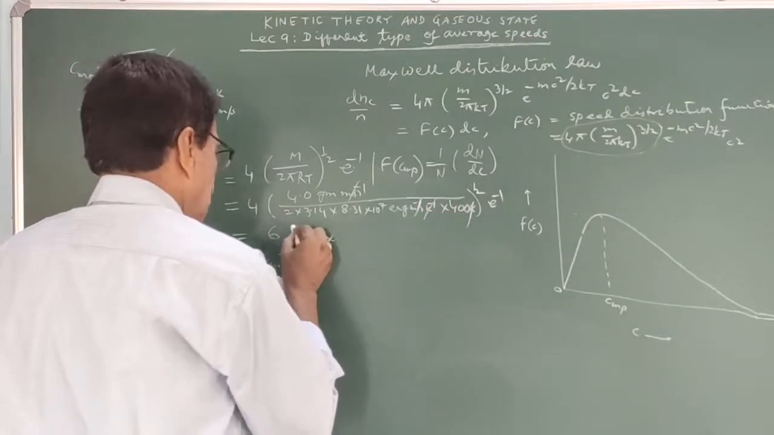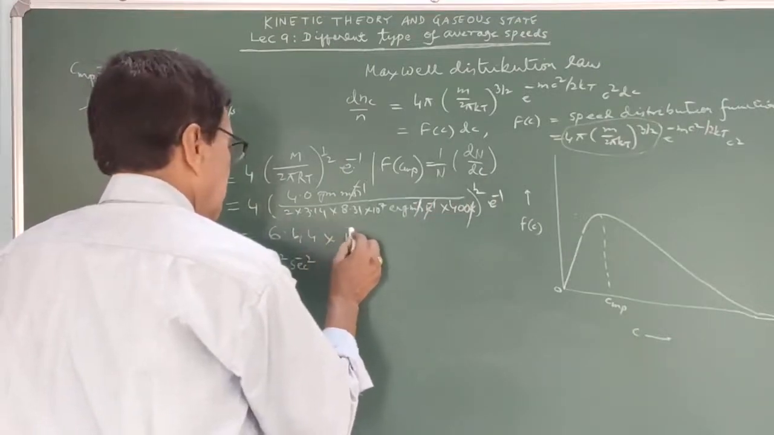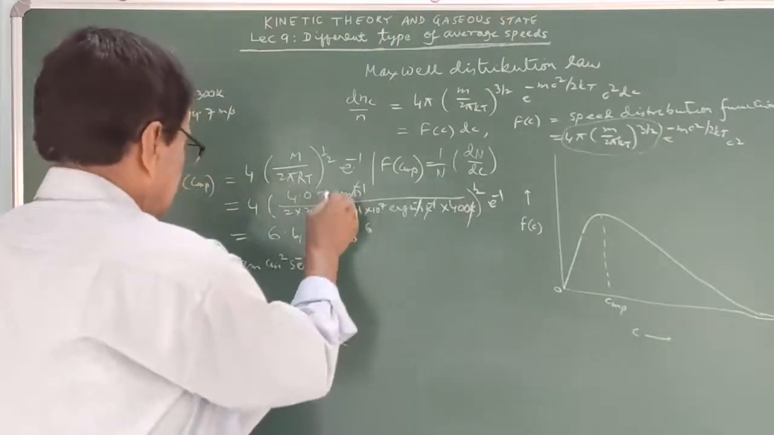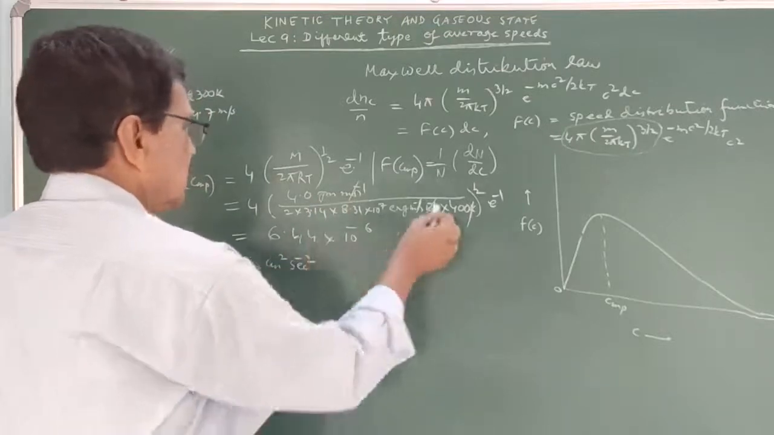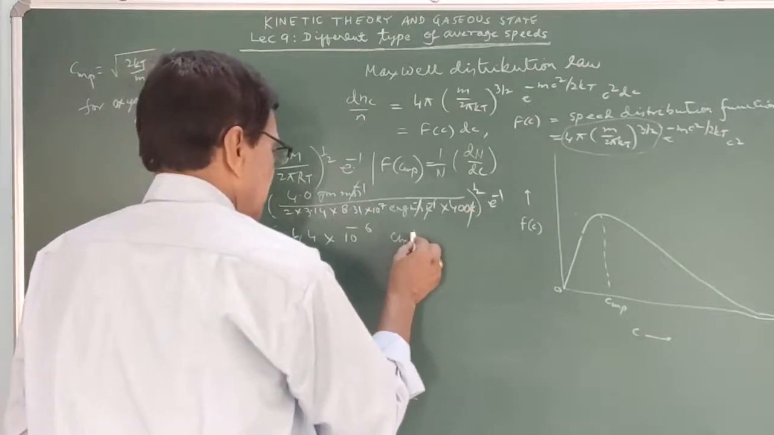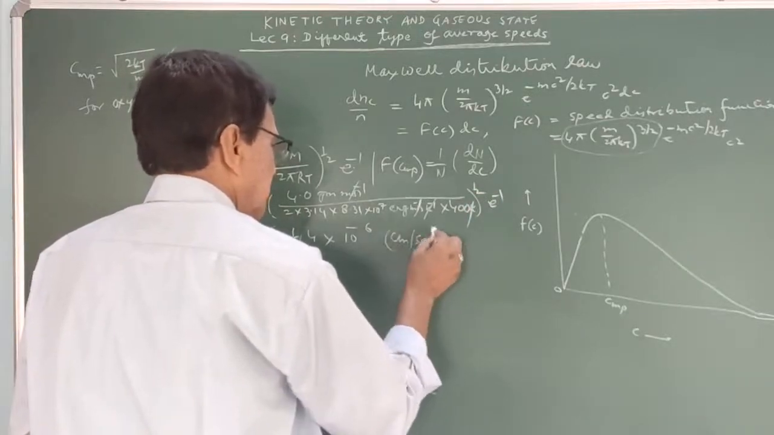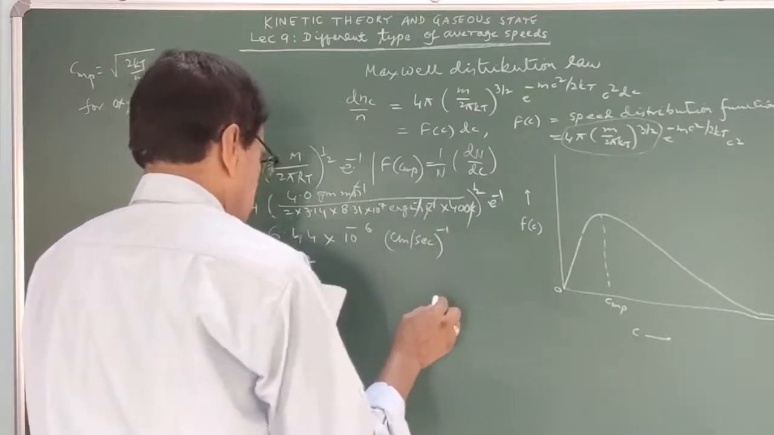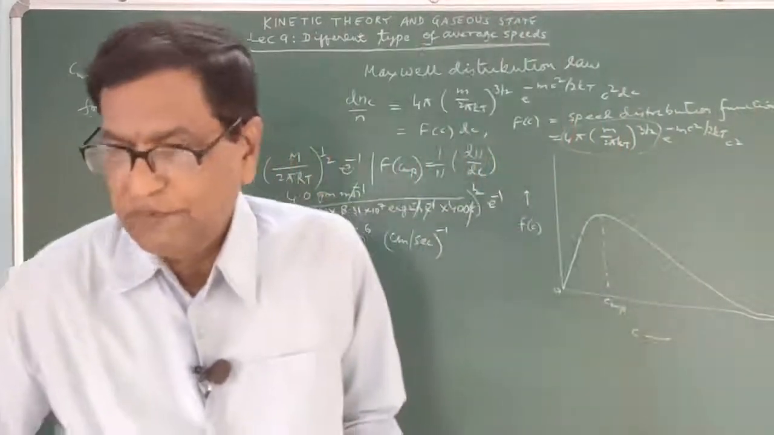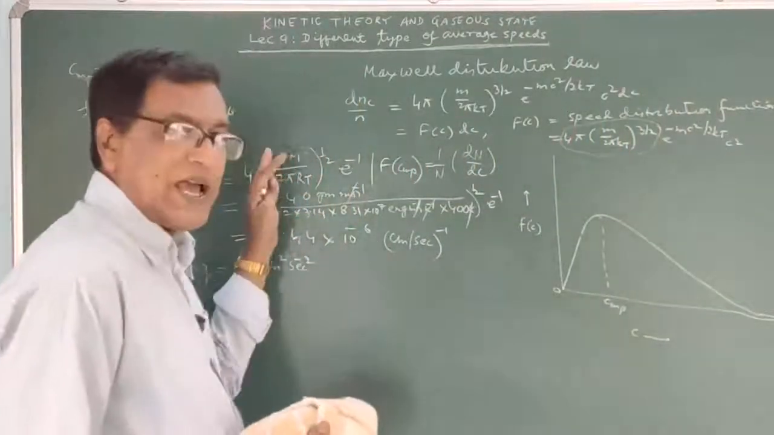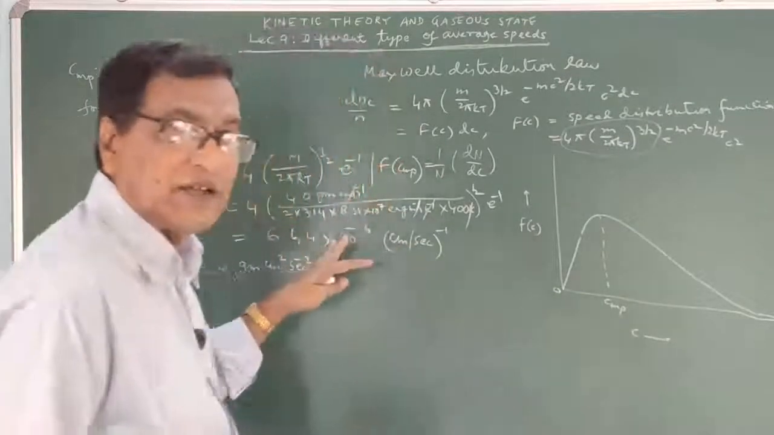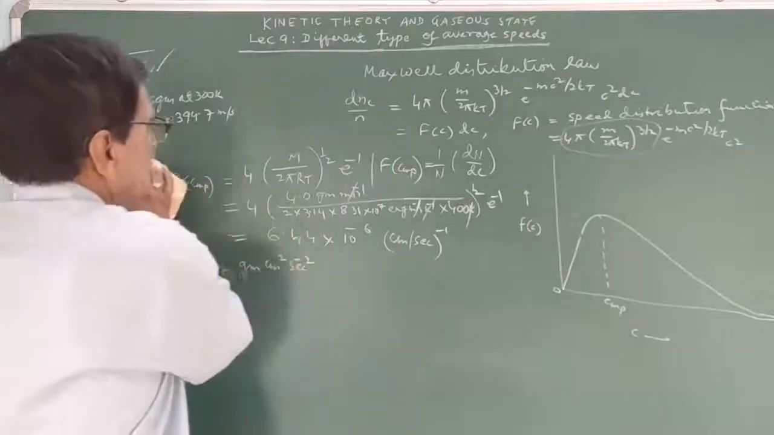6.44 into 10 to the power minus 6, and this gram will cancel. It is under the root, so it will be centimeter per second to the power minus 1. So this is the solution to this problem, which was set in Calcutta University in 2012, and the marks given were 3.